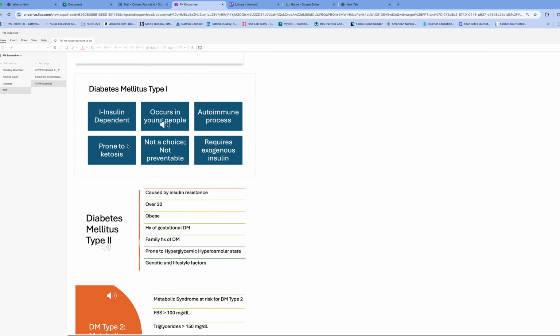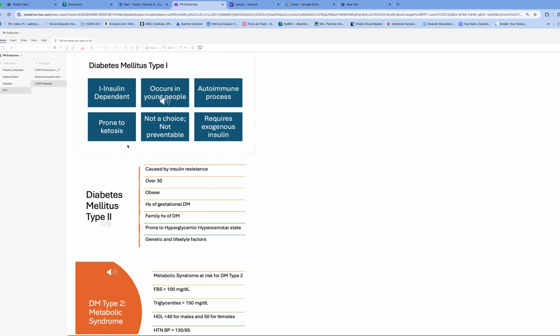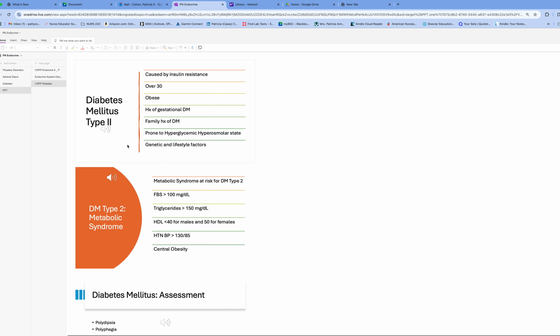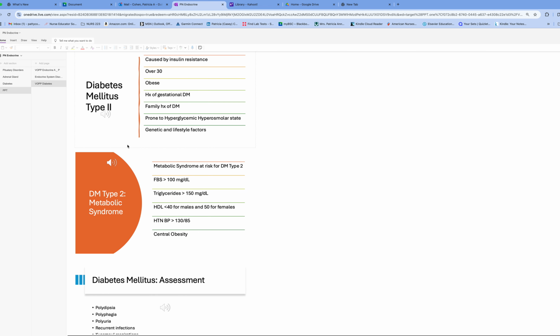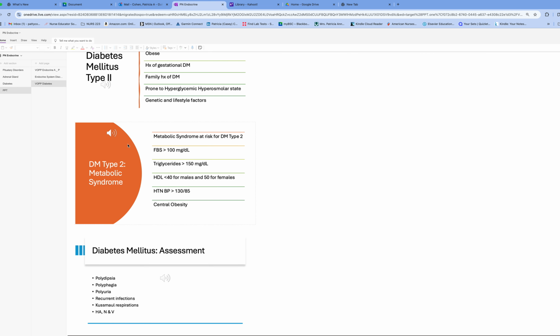So type 1, you know, is prone to ketosis because it's insulin dependent, and it's autoimmune. Type 2 is caused by insulin resistance. In other words, their body still makes insulin. Happens in people over 30 that are obese. If you had a history of gestational diabetes, you're at risk for diabetes type 2. And if you have somebody in your family with diabetes type 2, you are at risk. These people, diabetes type 2, are more prone to hyperglycemic, hyperosmolar state if they get stress in their lives. This is what could happen, okay?